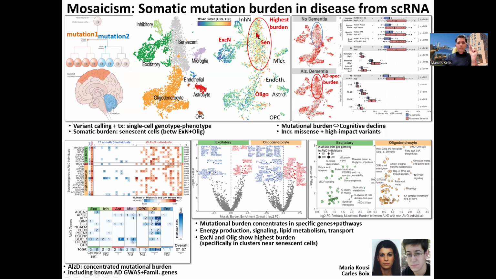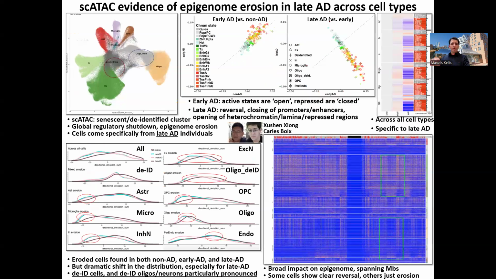But what's really interesting is that if you look at Alzheimer's versus control individuals, those that actually have dementia are basically showing more mutational burden, if you wish, at the RNA level than the individuals that don't have diagnosis of dementia. And that burden is happening very specifically in a subset of cells that we call de-identified cells or senescent cells. So basically, you can actually use the RNA sequence, because it's sequencing, to infer something about somatic mutations either at the DNA level or at the RNA level.